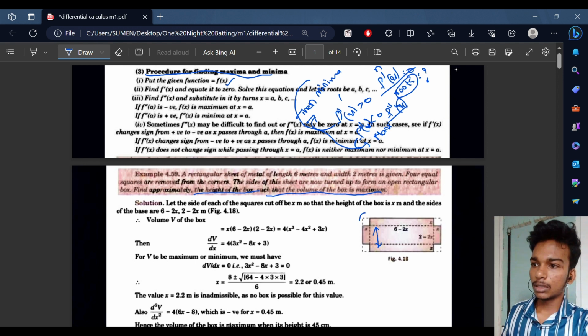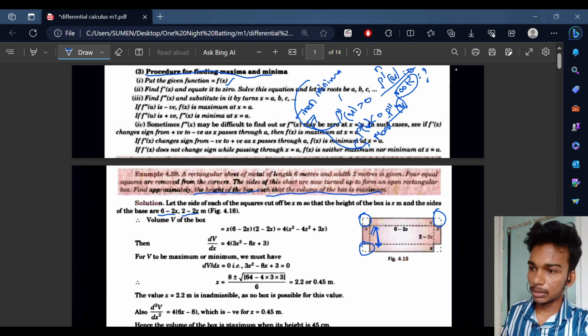If you remove square pieces from the four corners, let's assume their side to be x, then we have to find the height of the box, that is the x distance removed, so that the volume will be maximum. Let us proceed. Let the side of the square be x meter, so the height of the box is x meter and the sides of the base are 6 minus 2x and 2 minus 2x.